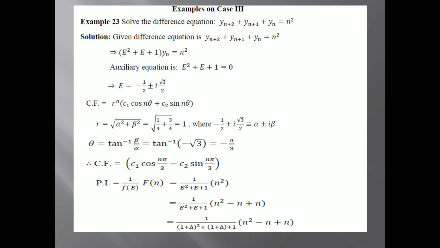Similarly, for this example, we take the auxiliary equation and find its roots. The roots of the auxiliary equation are an imaginary pair of complex numbers. So the CF is given as r raised to n into c1 cos n theta plus c2 sin n theta, where r is equal to under root alpha square plus beta square. Here the value of alpha is 1 by 2, so alpha square plus beta square becomes 1 upon 4 plus 3 upon 4, which is equal to 1.